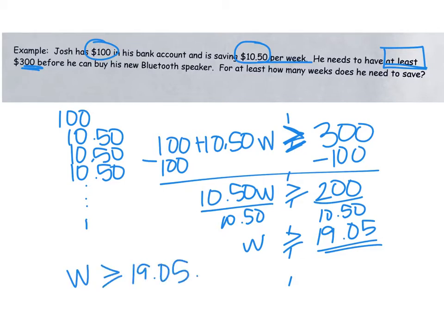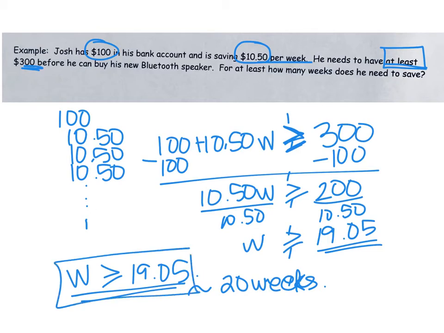So practically that means it will take him at least 20 weeks if he's looking for how long he'll need to save. But your solution should show this work, and then if you want to interpret it to say it'll take him 20 weeks, you can say that as well.